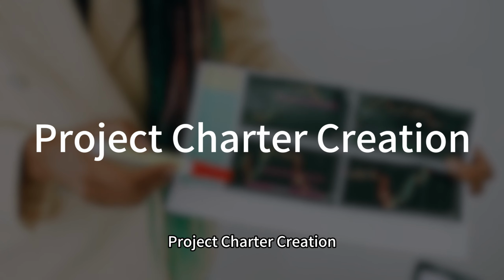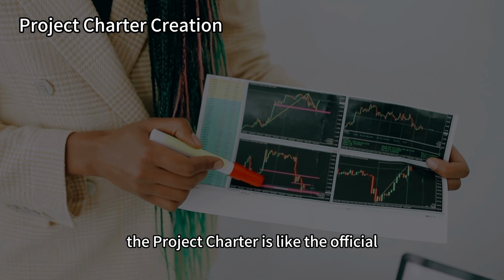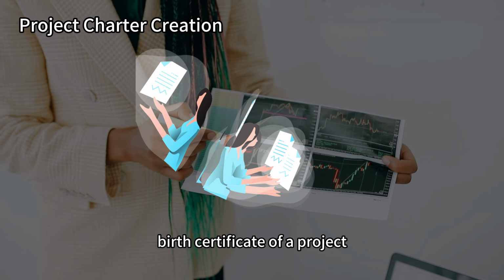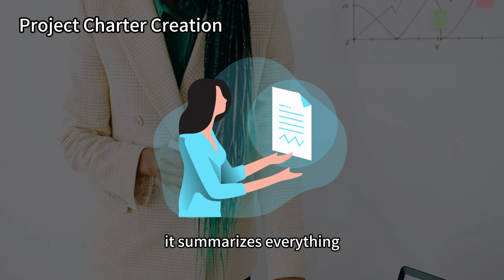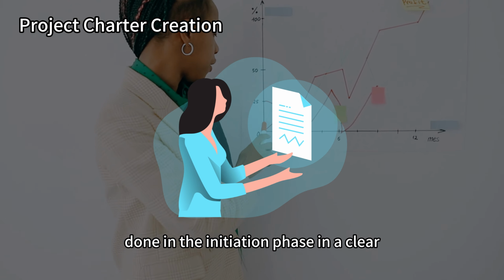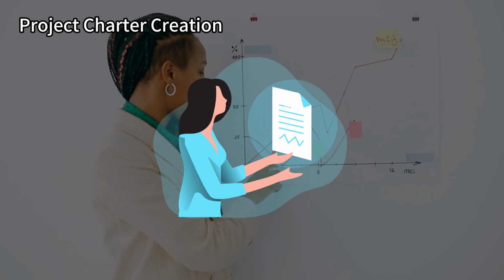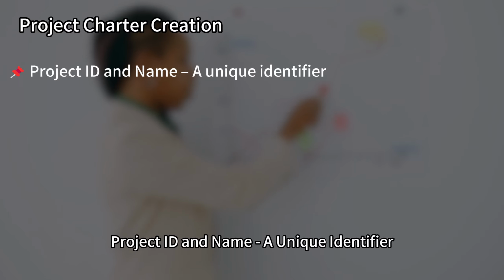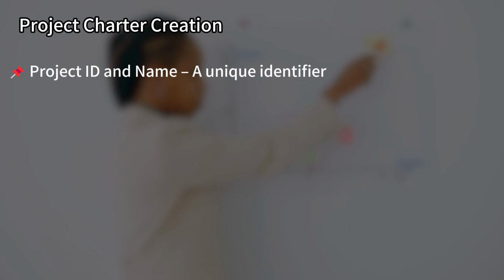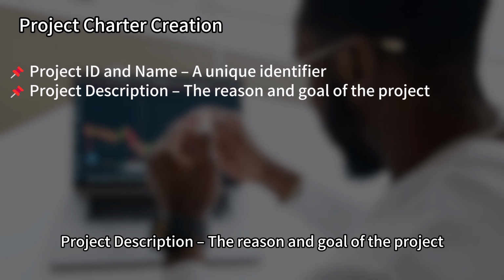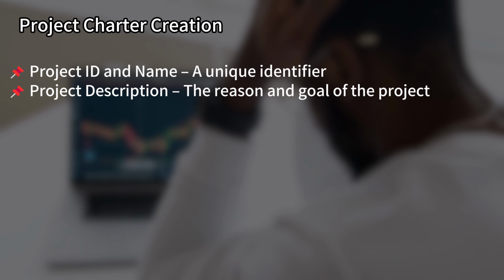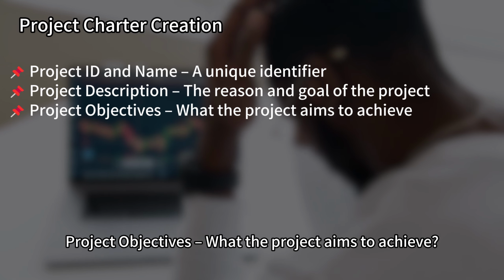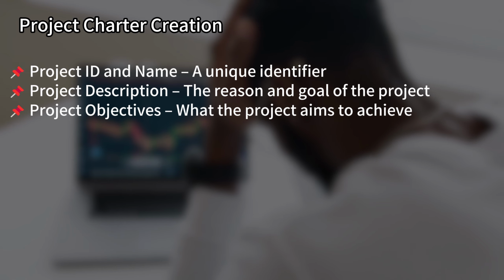Project charter creation. The project charter is like the official birth certificate of a project. It summarizes everything done in the initiation phase in a clear, high-level document. Here's what it includes. Project ID and name, a unique identifier. Project description, the reason and goal of the project. Project objectives, what the project aims to achieve.